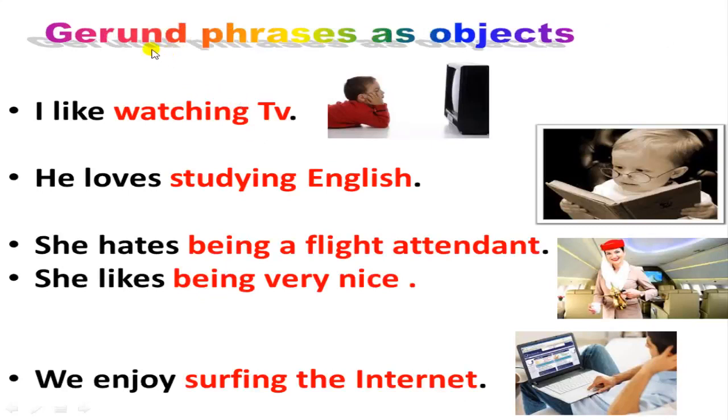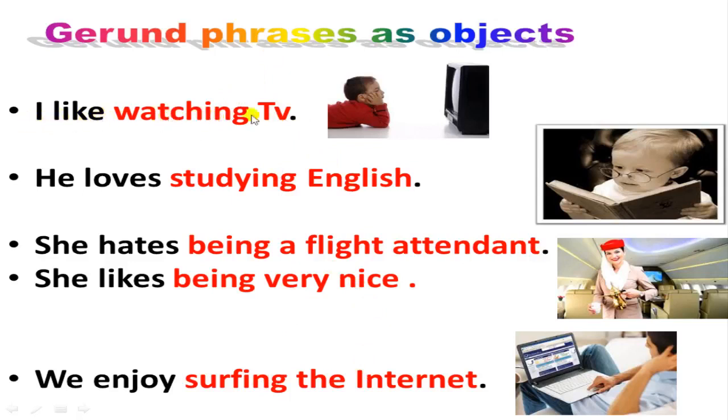Now, this gerund phrases as objects. We said gerund, verb plus ing. Phrase, two or three words. And these two or three words, they don't make a sentence. They don't give me a meaning. Like watching television. Watching television is what? Studying English. Being a flight attendant. Being very nice. Surfing the internet. So they are object because we have subject, verb, object.